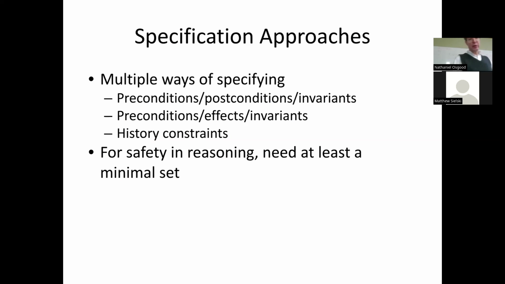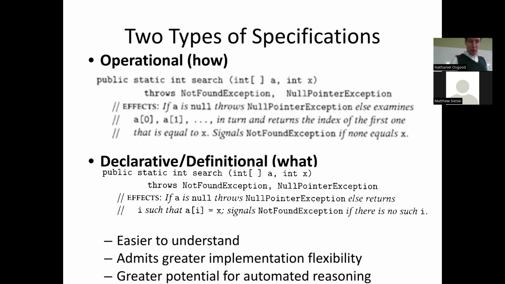Now, there are multiple ways of making specifications. Probably the most common one is preconditions and postconditions. There are times we sometimes describe what are called effects. So I'm going to show two different types of specifications. We're going to see a couple examples, and then I want to give you these exercises.